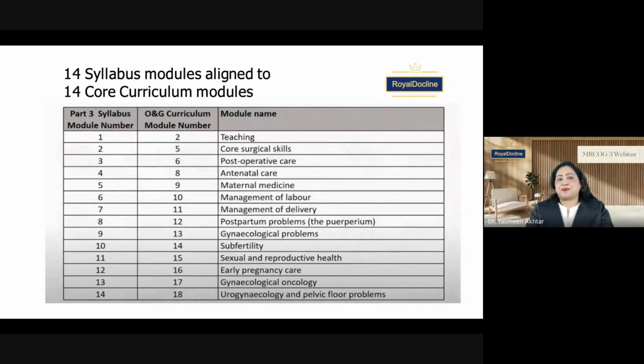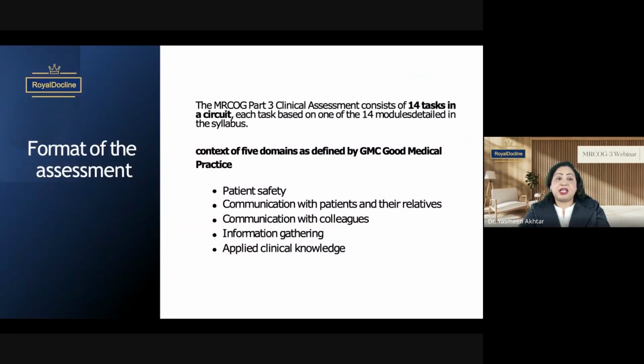These are the modules which you have to go through and learn what is required in each module. Each module has its own strategies, which you have to learn and memorize before going to your exam. And you have to practice all of these things and these strategies. So now let's come to the format of the assessment: how the assessment is done and how we are asked to assess you.